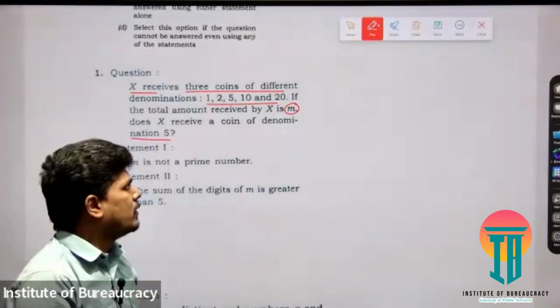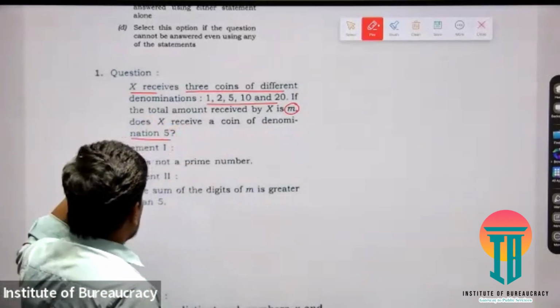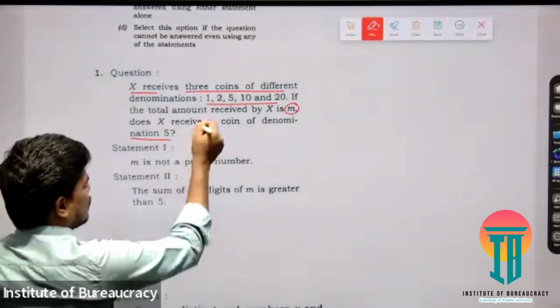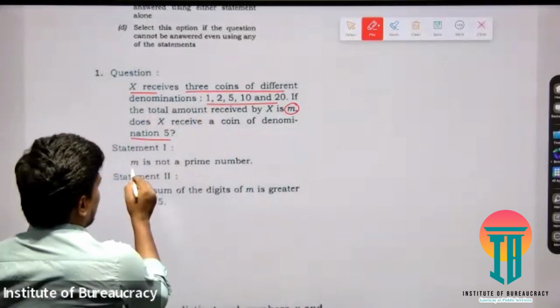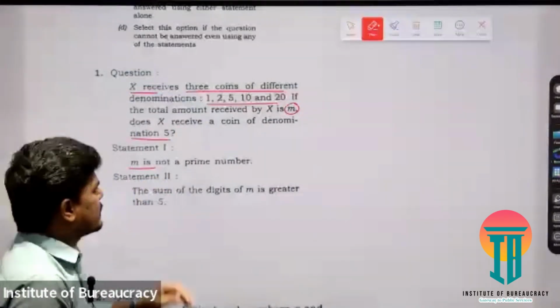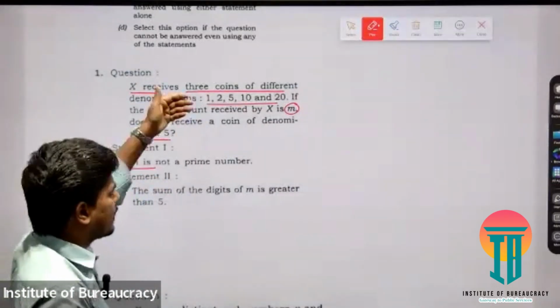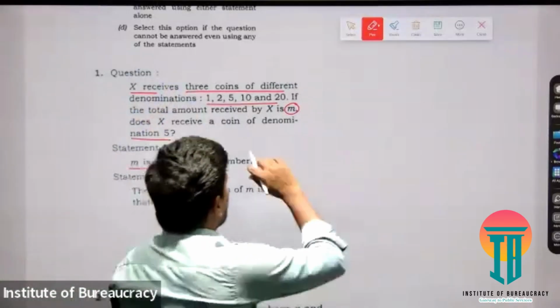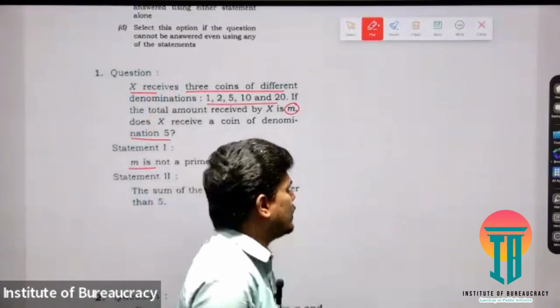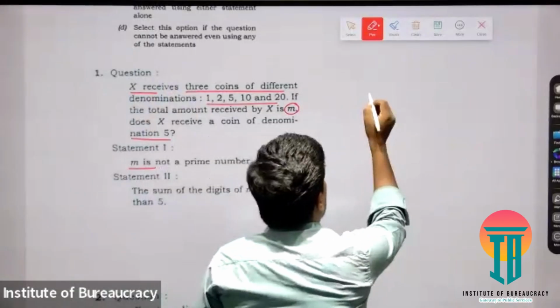That's the question. For that question, we have to take the first statement and try to answer the question. M is not a prime number, they said. The first statement you have to take separately and try to answer the question. The second statement you have to take separately and try to answer the question. Before that, I'll explain this elaborately. It will take some time.